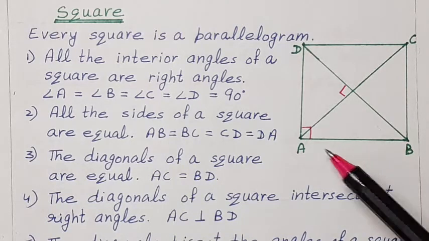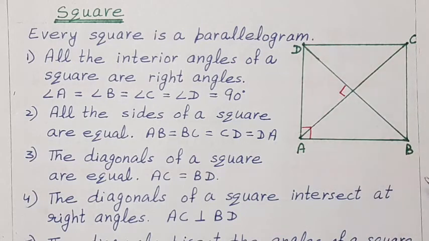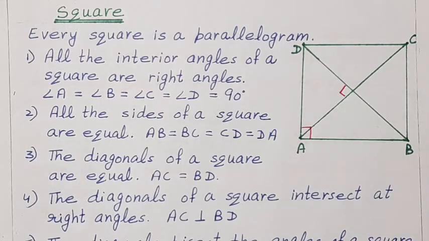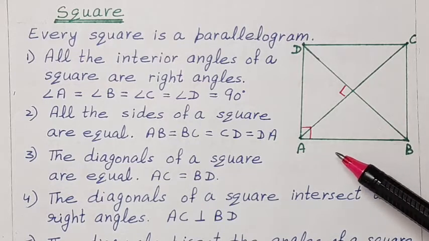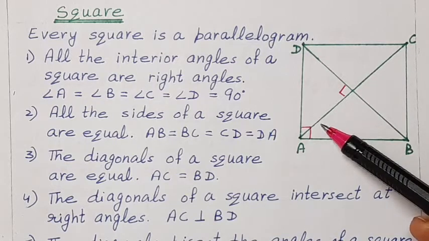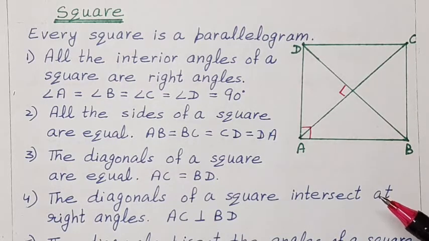So a square is a rectangle as well as a rhombus. So it has all the properties of a rectangle as well as that of a rhombus. I hope students, now the concept of parallelogram is clear to everyone. It is important to understand the properties of square, rectangle and rhombus and how they are different from each other. Clear?